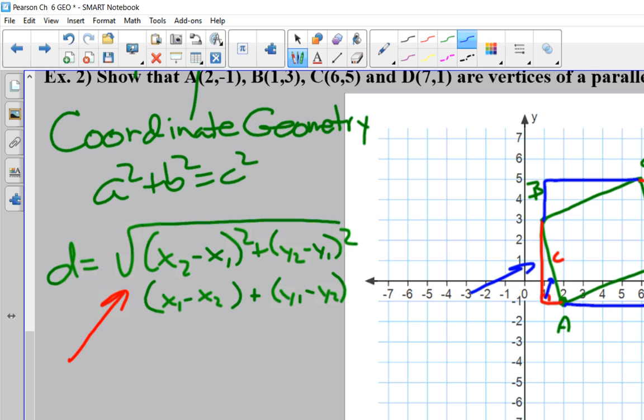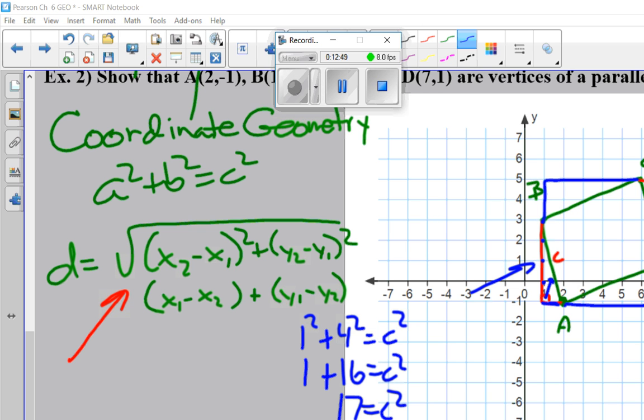So count your squares. My A is usually the short side, so my A is 1. My B is 1, 2, 3, 4. And it equals C squared. So doing my math, I get 1 plus 16 equals C squared. 1 plus 16 is 17. Take the square root of 17, and I believe I get 4.2. I think it is. Let me triple check that. Hold on for just a moment. It is 4.1.